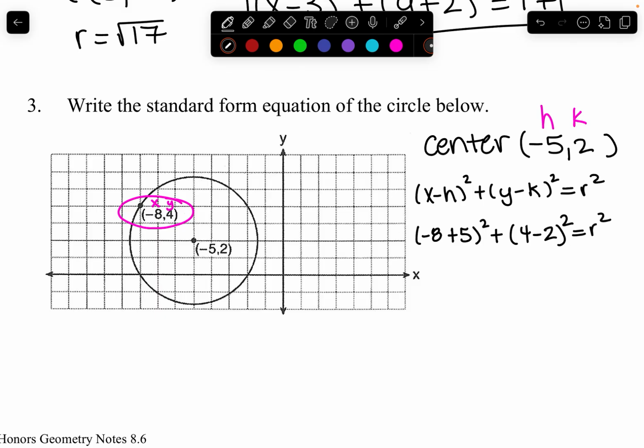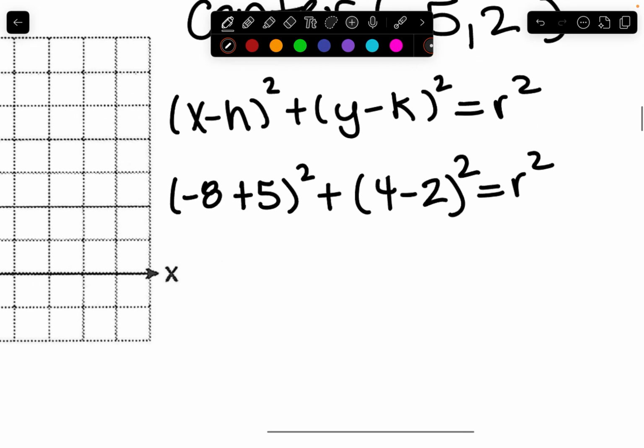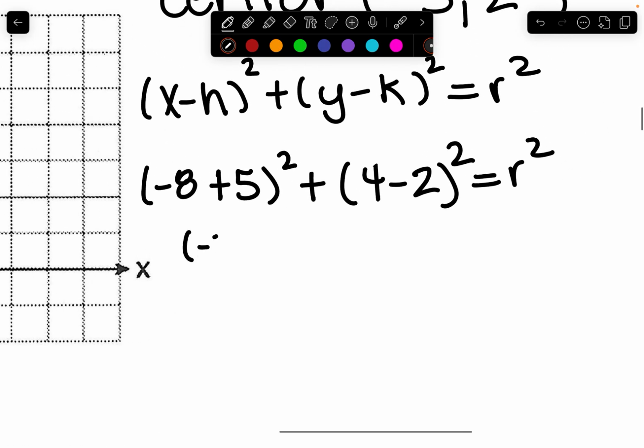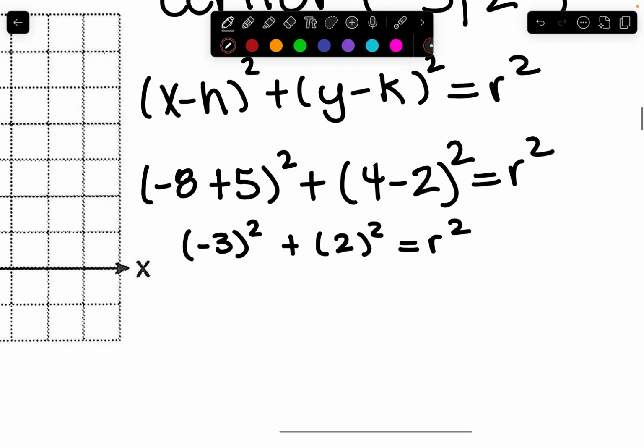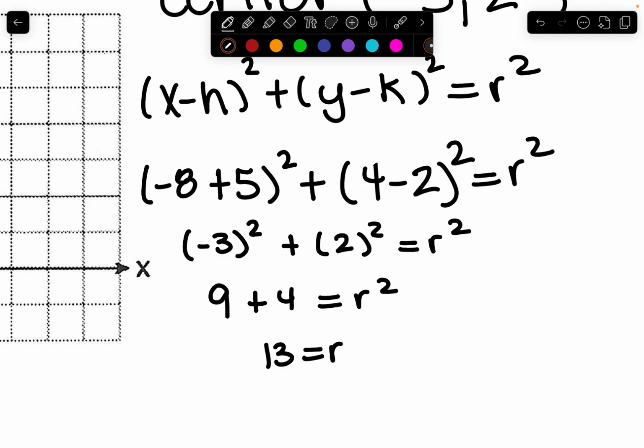So now I have enough information other than my radius, and I can just solve this like a regular equation. -8 plus 5 is -3, squared. This will be 2 squared. That equals r squared. This will be 9 plus 4 equals r squared, 9, 10, 11, 12, 13. So when I work this out, I get that 13 is r squared.